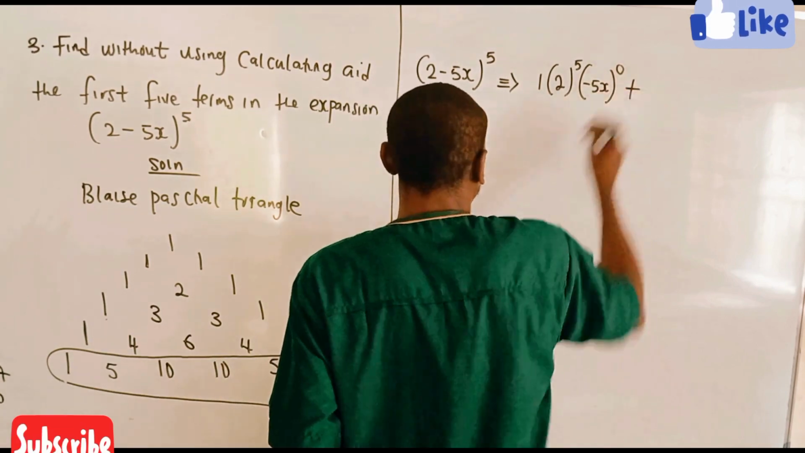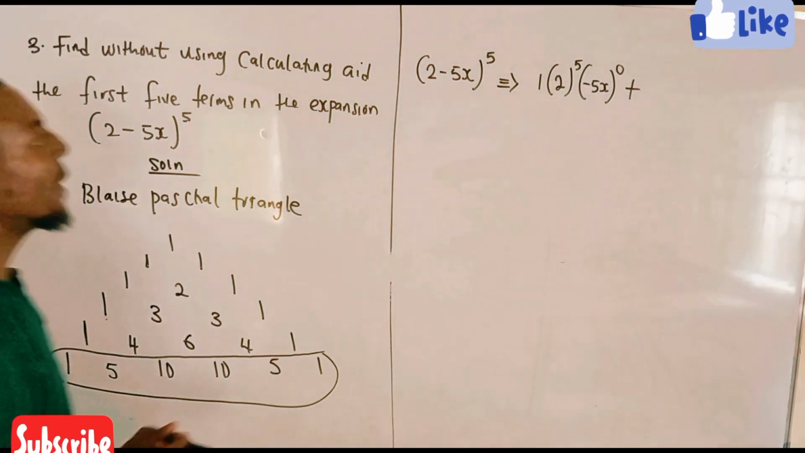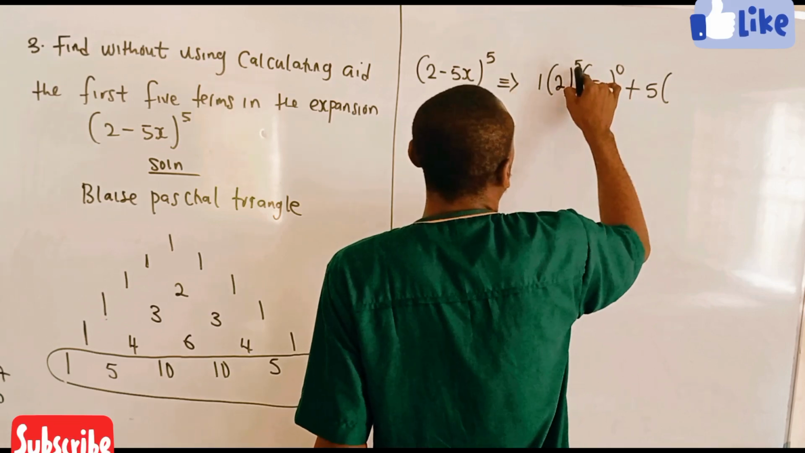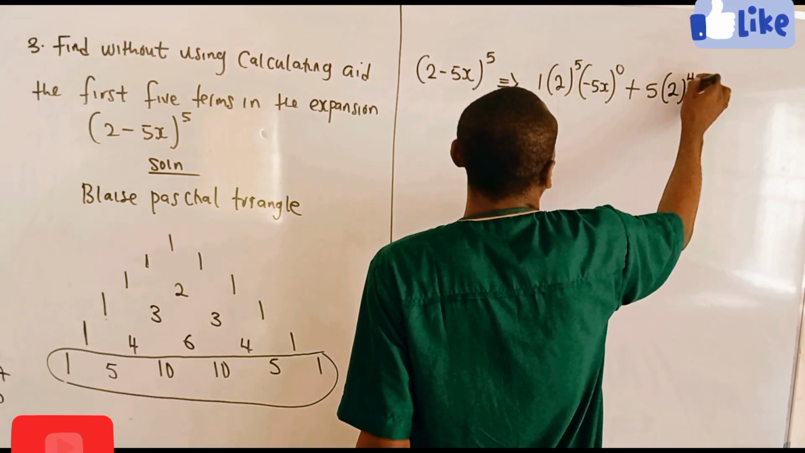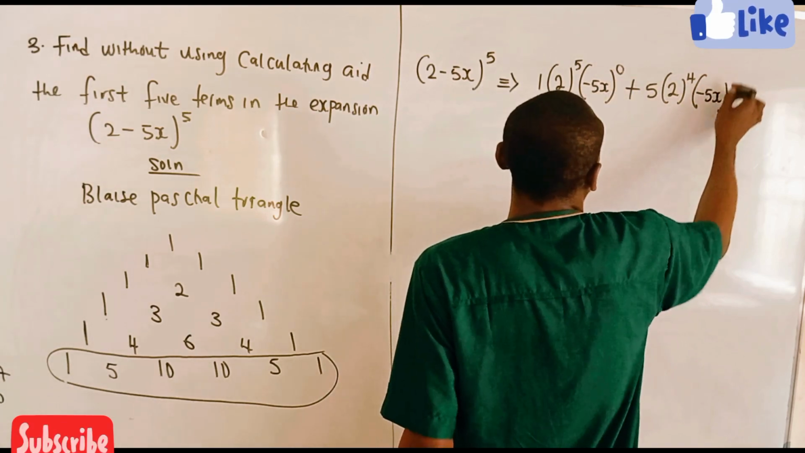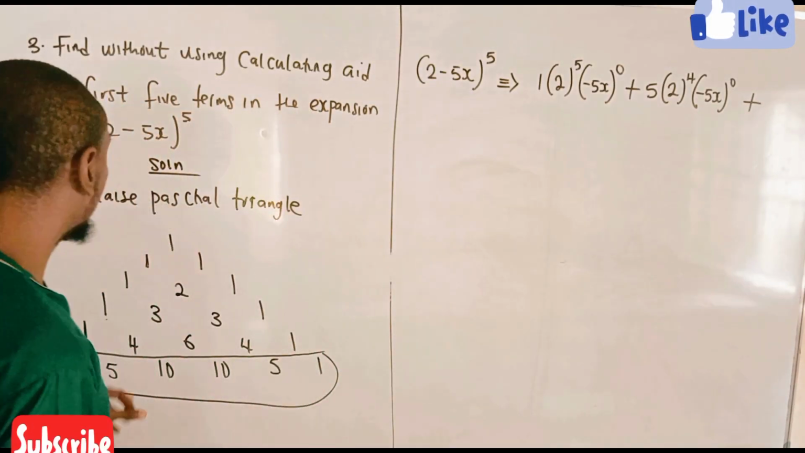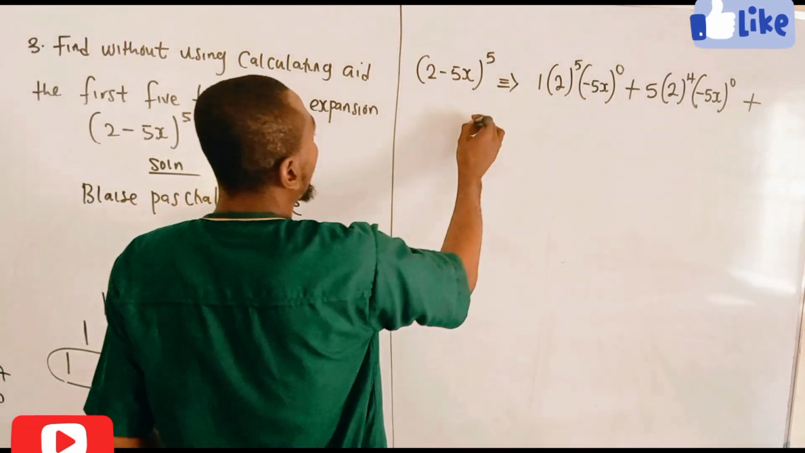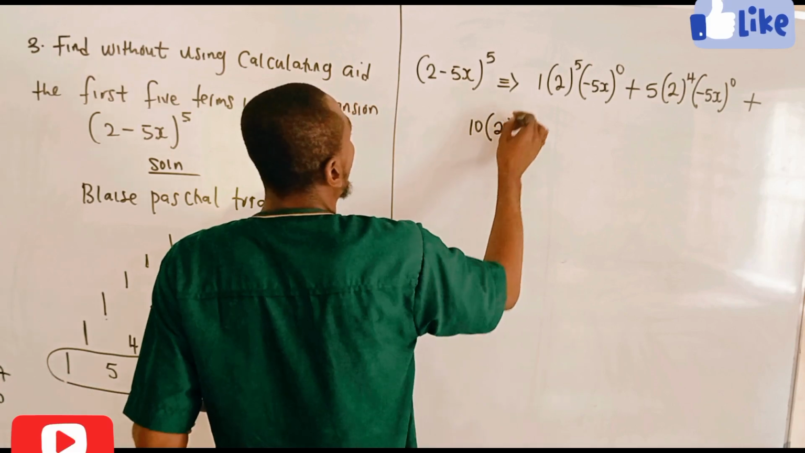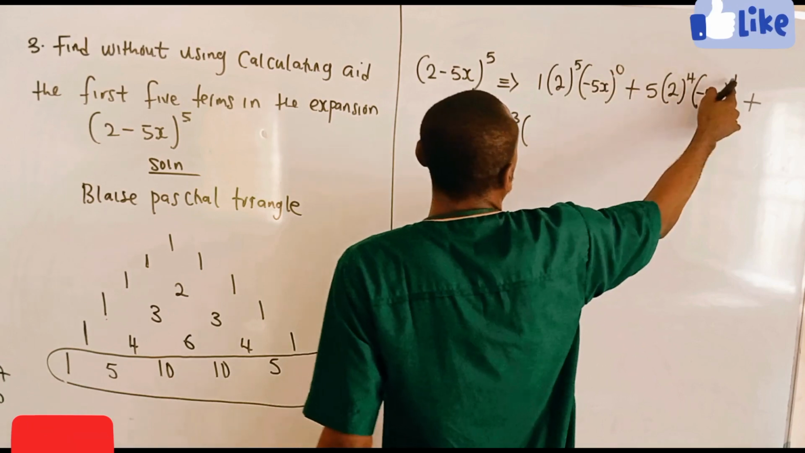Then the next coefficient is 5. So we have 5 into, then 2, you remove 1 from the 5, we have 2 raised to the power 4 into, then you add 1 to this 0, minus 5x raised to the power 1. Okay? Plus, the next coefficient is 10. We have 10 into, then the 2 raised to the power 4 will reduce to 2 raised to the power 3. And then, this is 0, add 1 to the 0, we have 1.